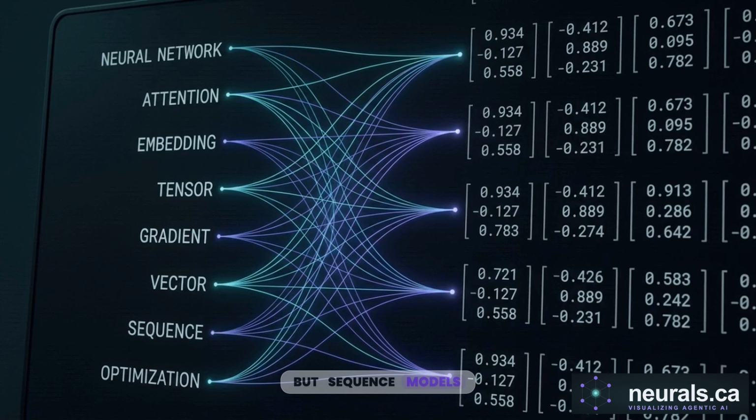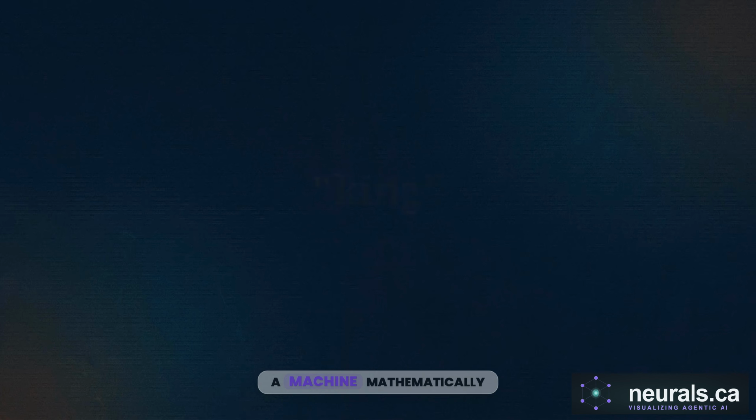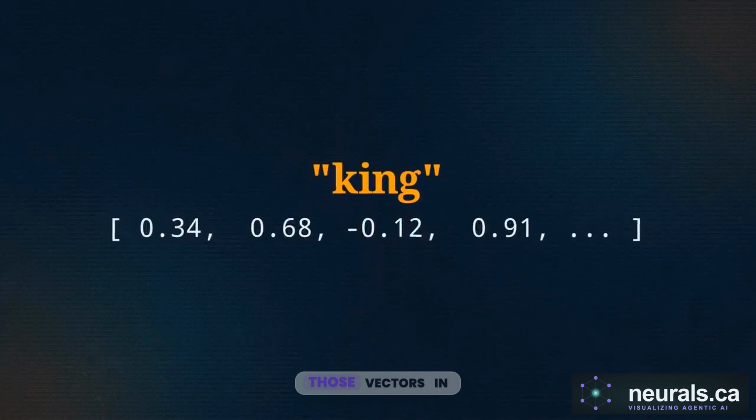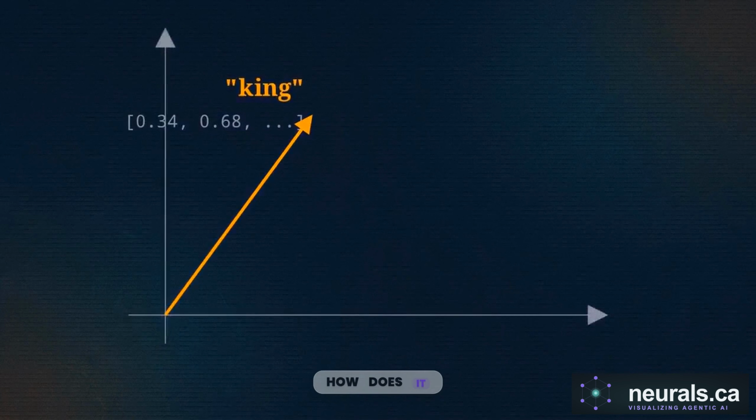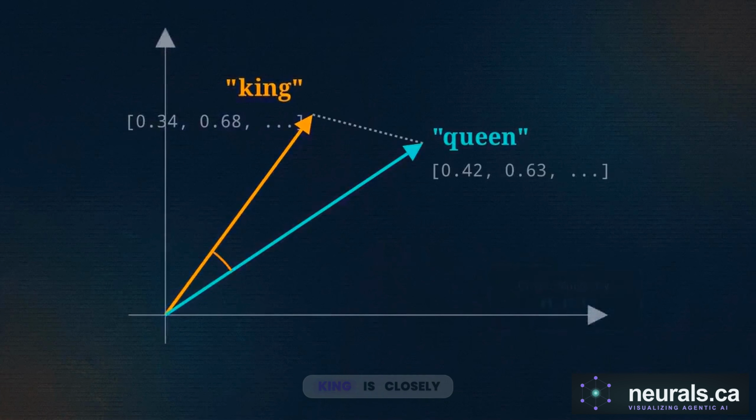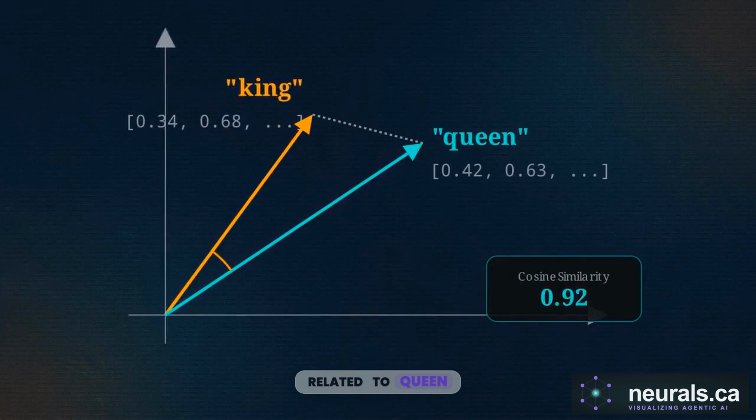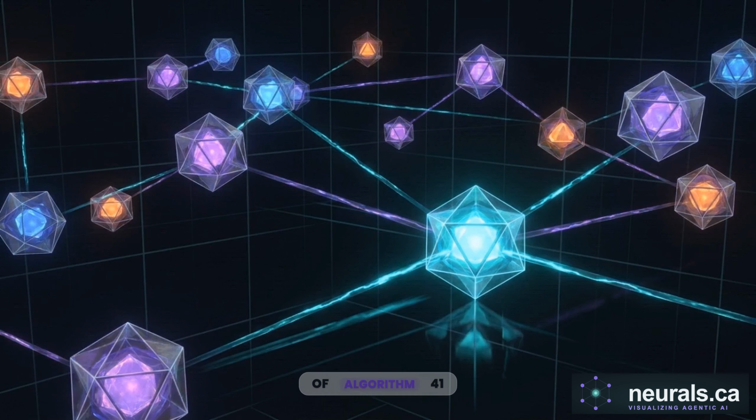But sequence models like RNNs, LSTMs, and GRUs blindly rely on receiving pre-packaged word vectors to understand human language. How does a machine mathematically embed meaning into those vectors in the first place? How does it inherently know that the concept of king is closely related to queen? That semantic mapping is the job of Algorithm 41, Word2Vec.